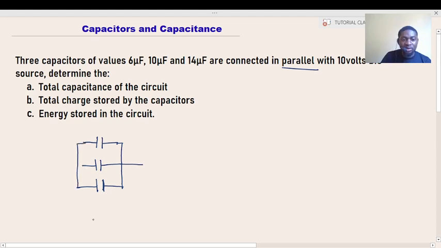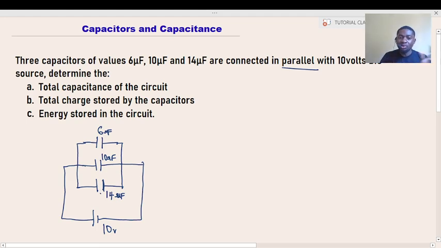So here they are connected to a source of 10 volts. We can take this as 6 microfarad, this is 10 microfarad and this is 14 microfarad, connected like this in parallel. When they are connected in parallel, effective capacitance means we are going to add all the capacitances together.